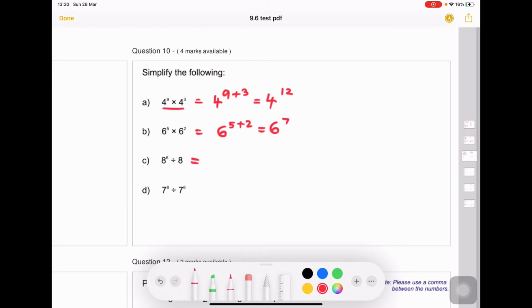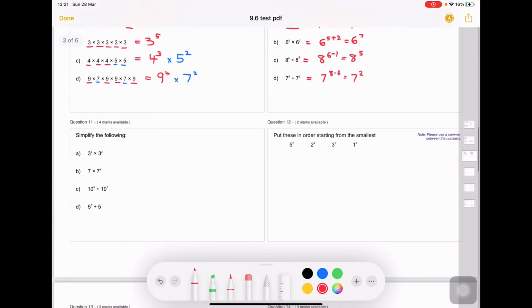When you're dividing powers, you need to subtract the indices. So 8 is the same as 8 to the power of 1. So the answer to this question would be 8 to the 6 take away 1 equals 8 to the 5. 7 to the 8 divided by 7 to the 6 is, because it's a division, we're going to subtract the indices, 7 squared.